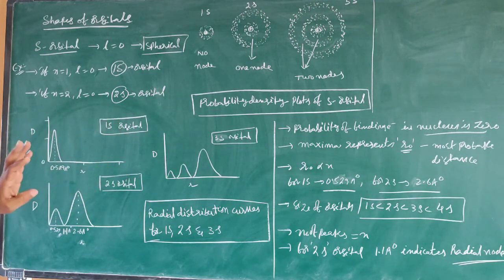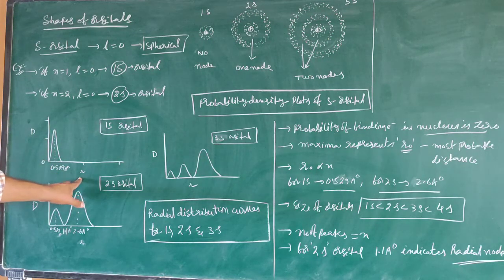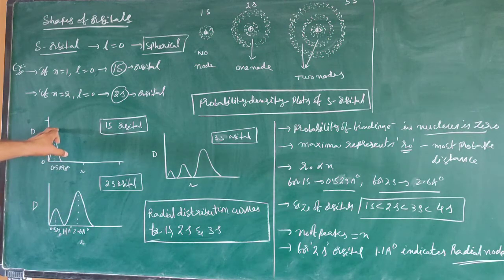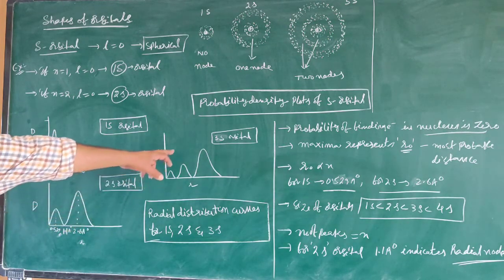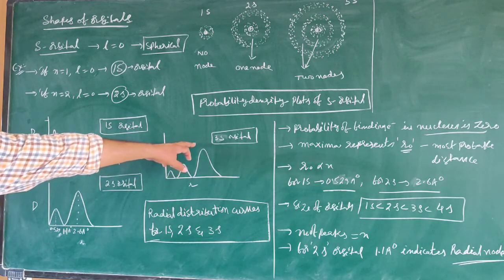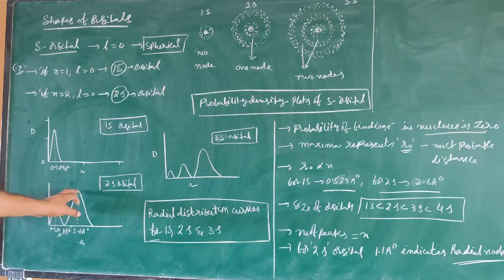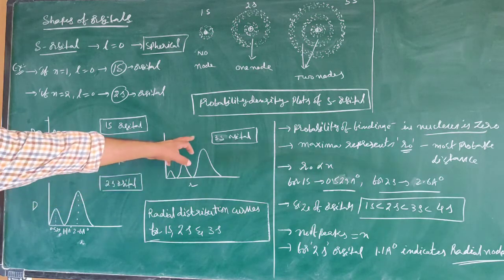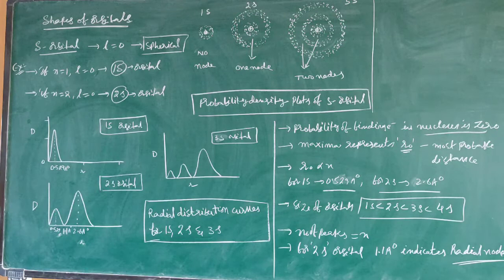Radial distribution curves. This is D, the D function, and this represents radius. So here this is the peak. Here 2 peaks are there for the 2s orbital. For the 3s orbital, 3 peaks are there. This area represents a node. This is the minimum. These upper radius peaks are called maxima. For the 3s orbital, there are 3 maxima and 2 minima.